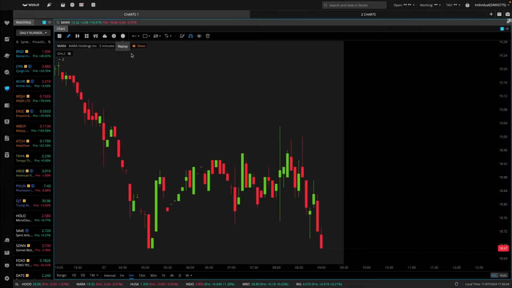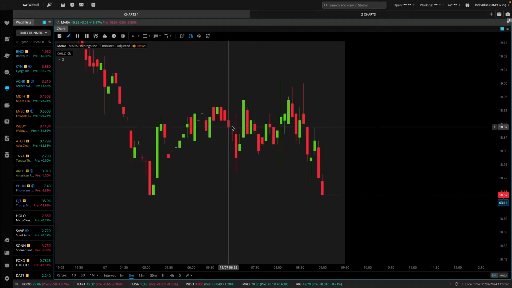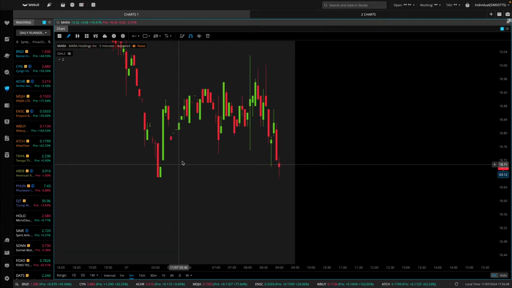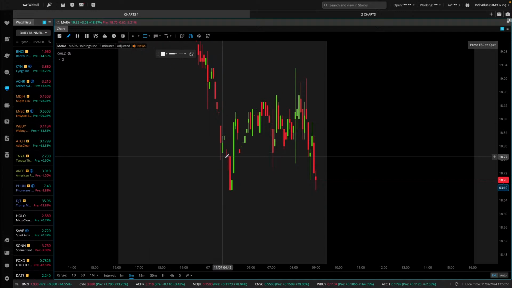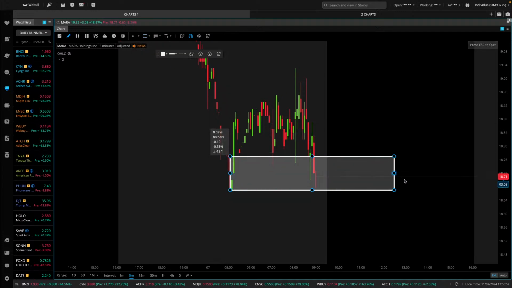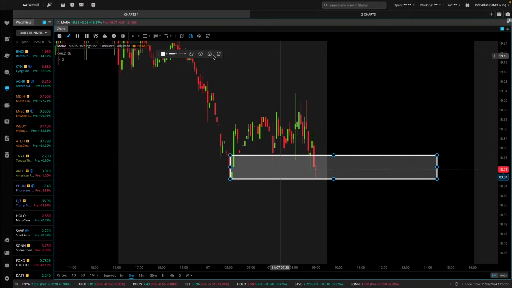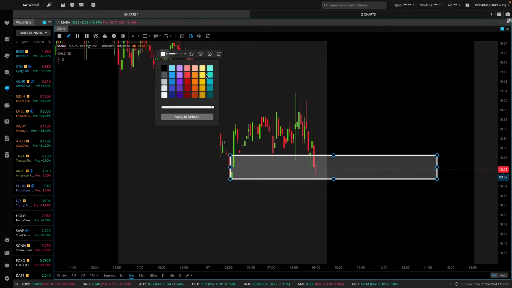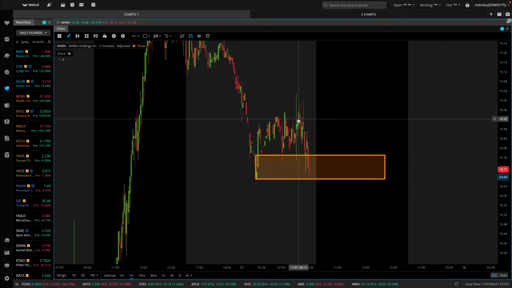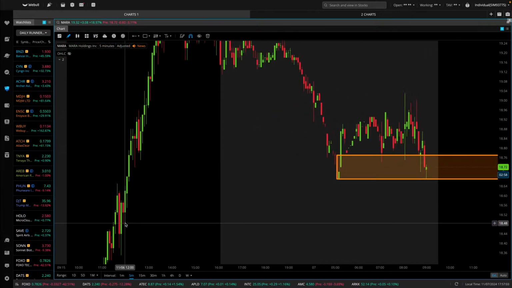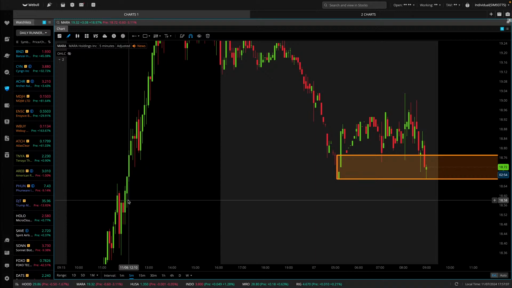Congratulations. MARA, demand zone for 1750.18. Here's your demand zone. This is the most recent demand zone right here. Next one is around this level, 1840 to 1850.